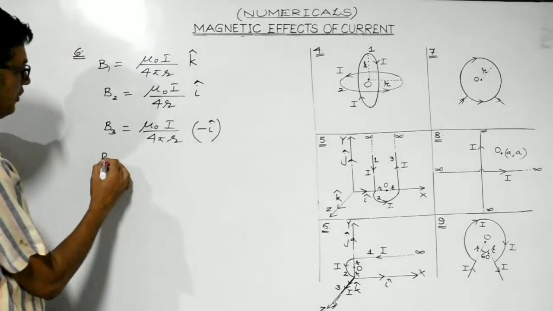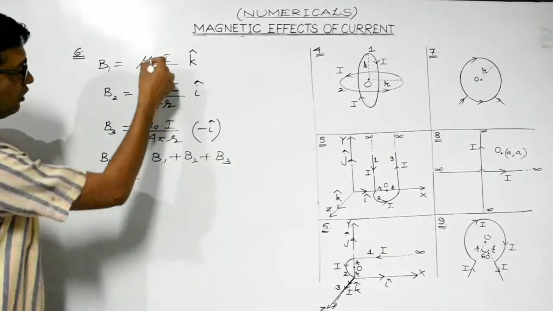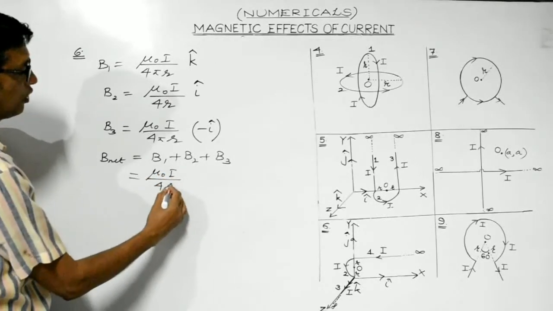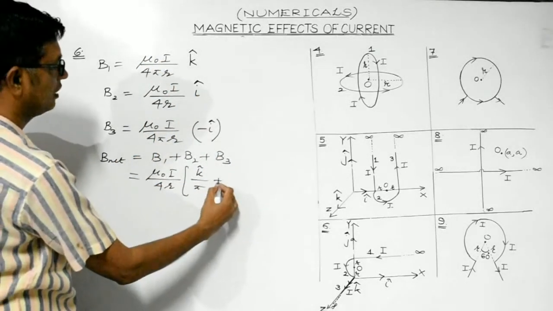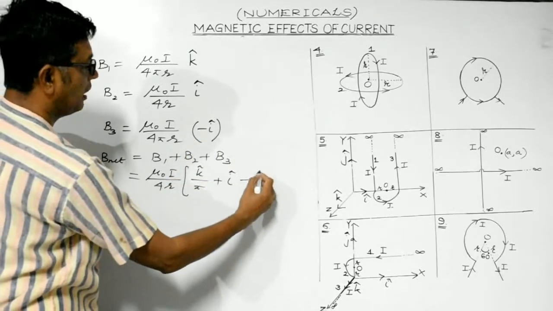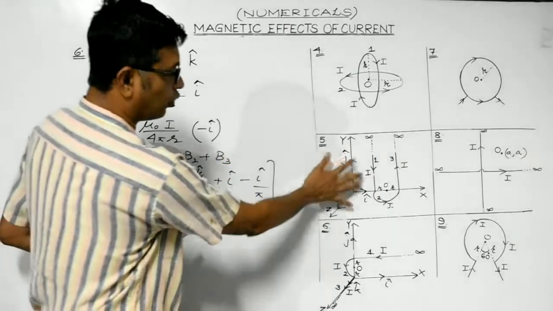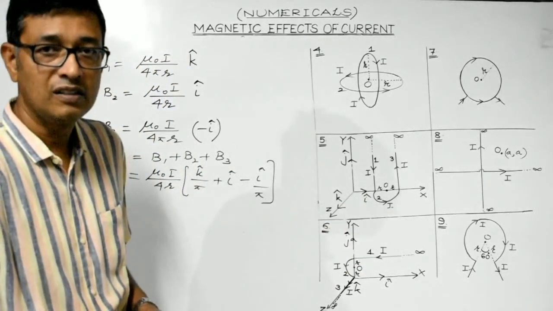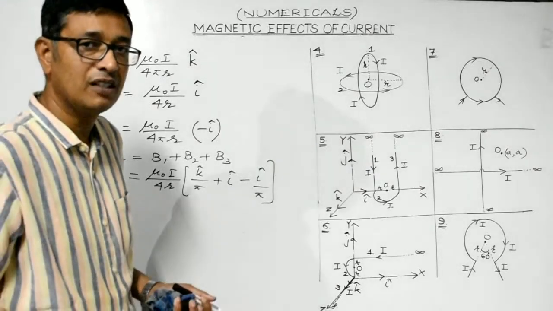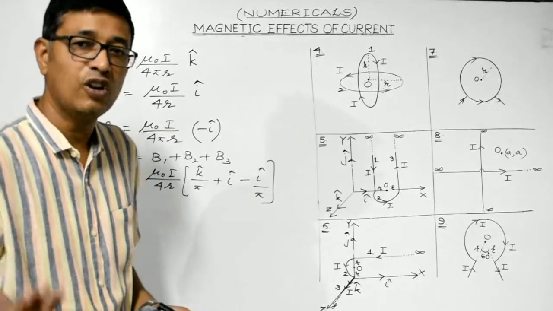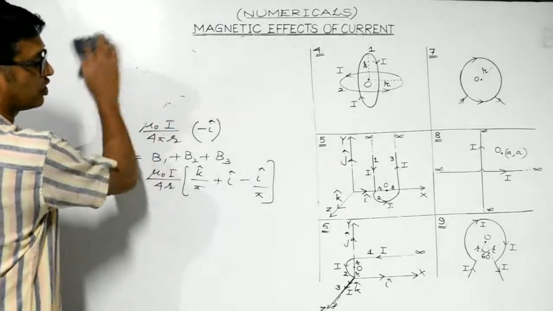Right? So the net magnetic field will be equal to B1 plus B2 plus B3. So that will give us mu naught I divided by 4r. This can be taken as common. So here we will be left with k cap by pi, here we will be left with plus i cap, and here we are left with minus i cap by pi. So this is the complete solution, right? These are the portions where the strength of the magnetic field has to be expressed in terms of i cap, j cap and k cap. i cap, j cap, k cap are the unit vectors representing the direction along the x-axis, y-axis and z-axis respectively, right? Okay, we are done with question number 6 as well.